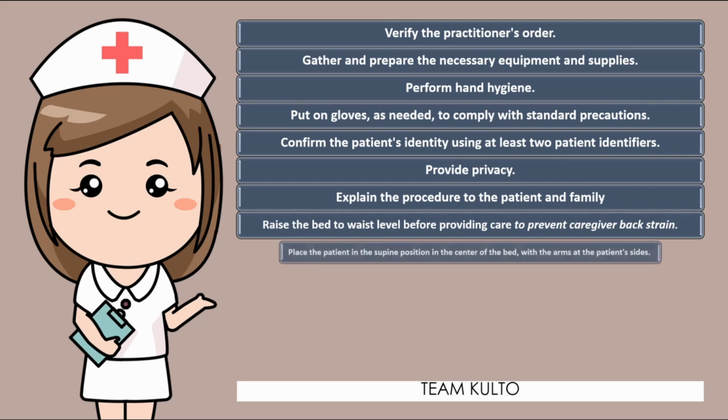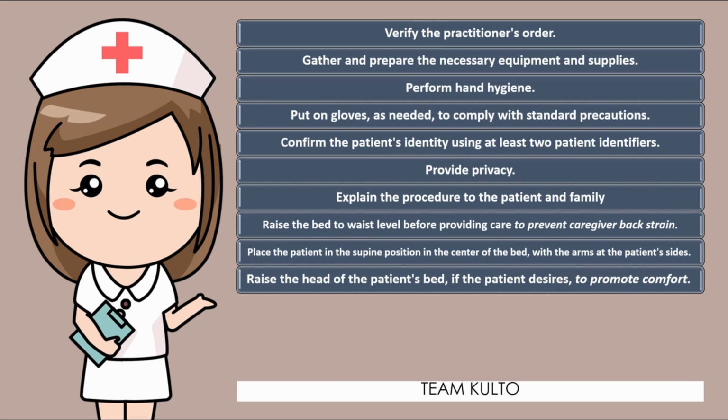Alam mo yon? Next, place the patient in the supine position in the center of the bed with the arms at the patient's side. Supine position nga po ang preferred position natin sa ating mga pasyenteng for ECG. Hindi po pwedeng semi-fowlers because that could actually affect the patient or the result of the ECG.